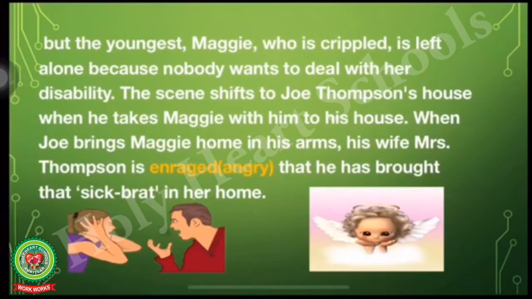So students, again, as I told you earlier, since Mr. Joe Thompson has brought Maggie in his arms, his wife, Mrs. Thompson, is really angry.